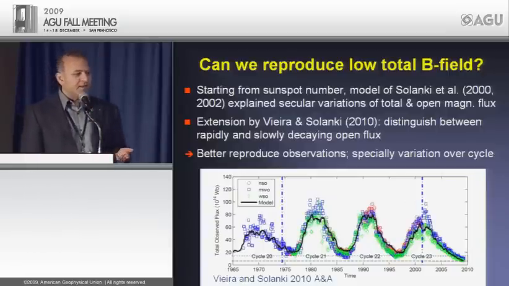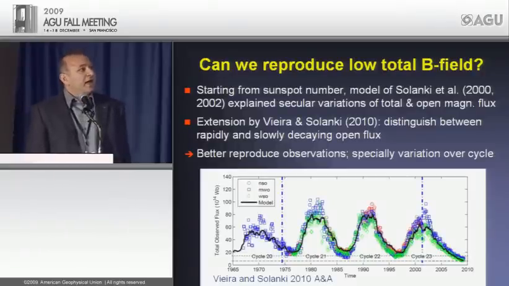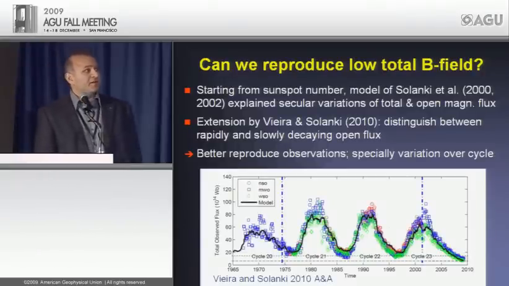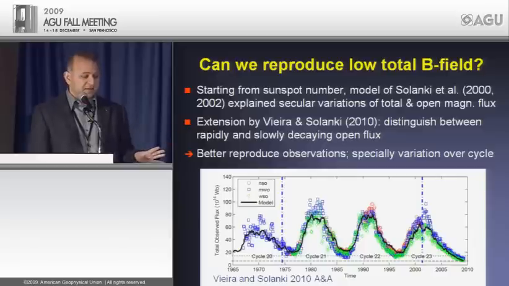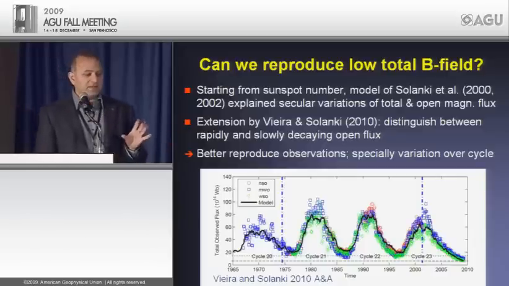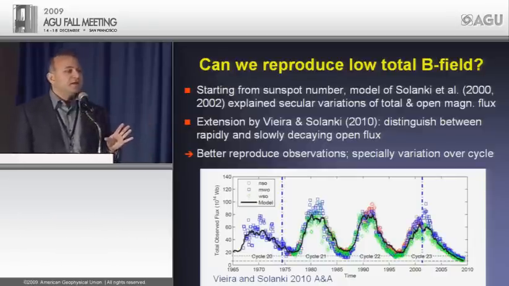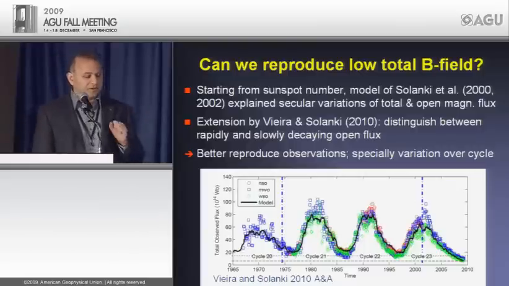Now, very recently, in a paper together with Luis Vieira, we have improved on the model. We have extended it by distinguishing between rapidly and slowly decaying flux. It doesn't change anything in the very basics, but what it does is it improves the correspondence with the observations.